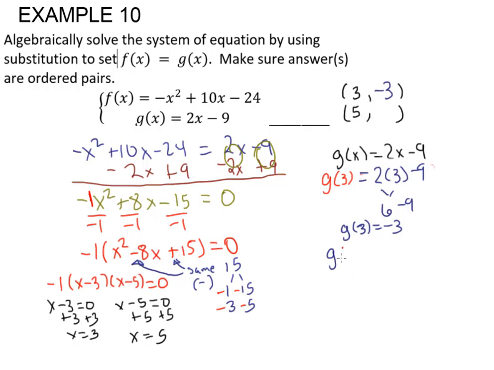Now we rework it and put 5 in instead. So g of 5 is going to equal 2 times 5 minus 9, which is 10 minus 9, which is 1. So g of 5 equals 1. So there's your two solution points, 3 and negative 3, and 5, 1. All right.